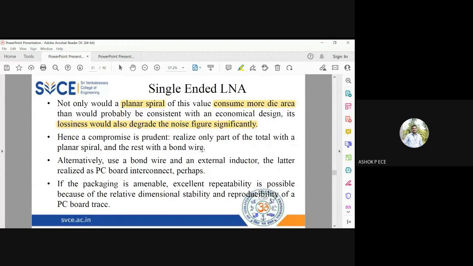So we have to compromise between a planar spiral and a bond wire, which is going to give me an economical area as well as less noise, because the LNA has a very important job to filter out noise. If we don't meet that, then there is no purpose in designing this LNA. Alternatively, a bond wire and an external inductor can be used to fabricate the parts of the LNA. If packaging is possible, then you can repeat that for bulk production of this single-ended LNA.